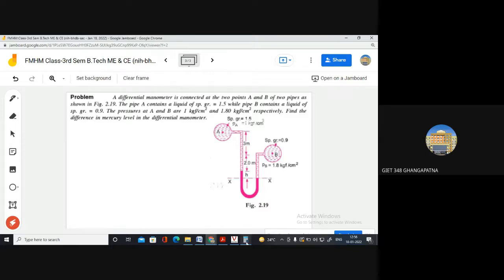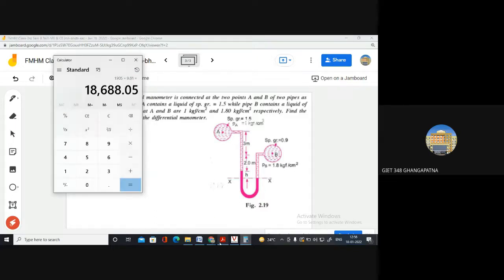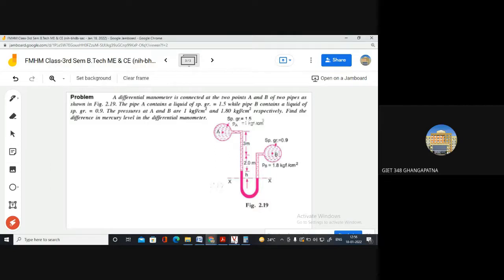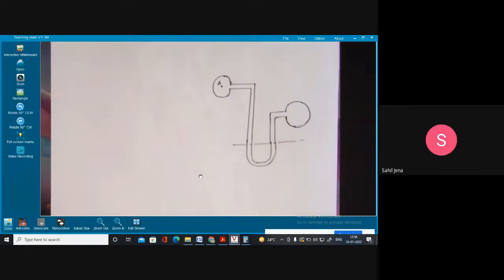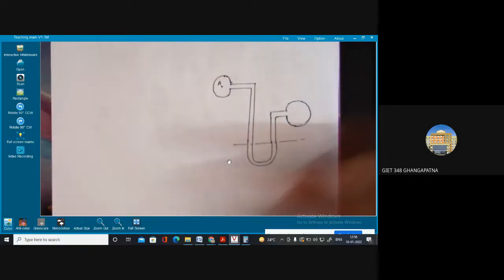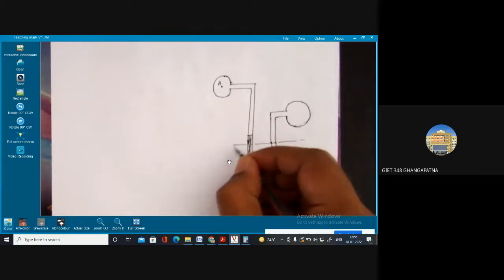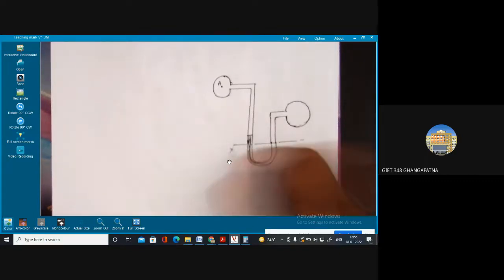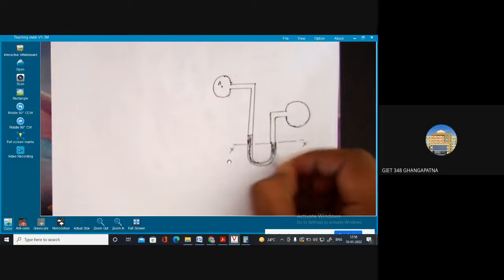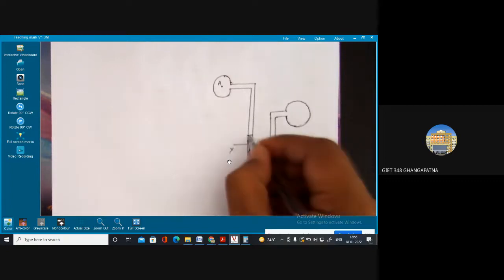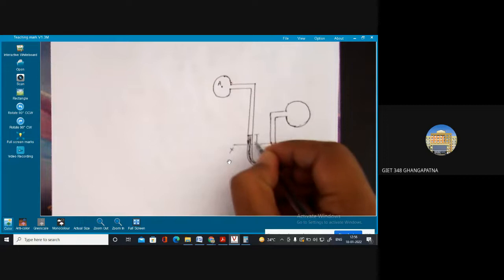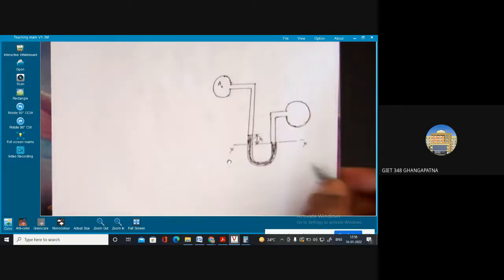Have you noted down the question? Yes, sir. Now see the diagram. With the help of this diagram, let us see. Here you have the mercury. Now this is your datum line. XX is the datum line. And this is the mercury, till this point. So this rise in the mercury level, h, you have to find out.